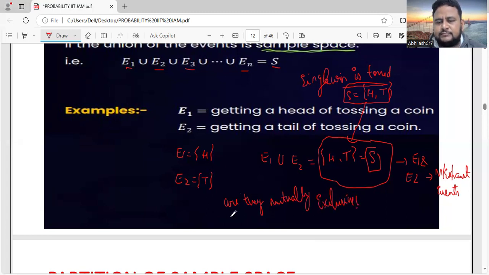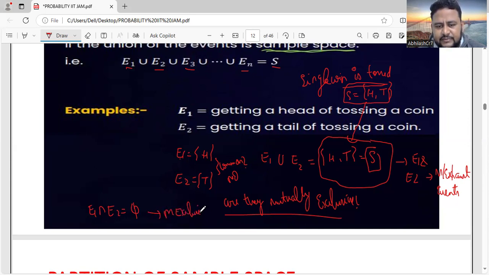That is my question. Okay, see, event 1 and event 2, anything common? Is anything common now? No, nothing is common. So I can say that here, event 1 intersection event 2, nothing is common. So this is a null set. So this is definitely a mutually exclusive event.